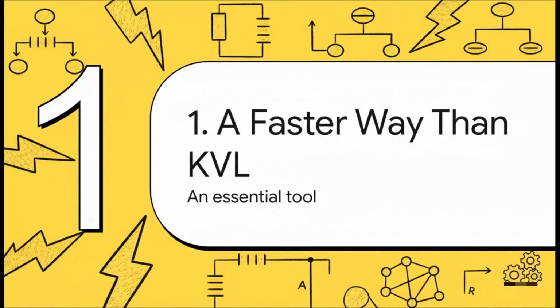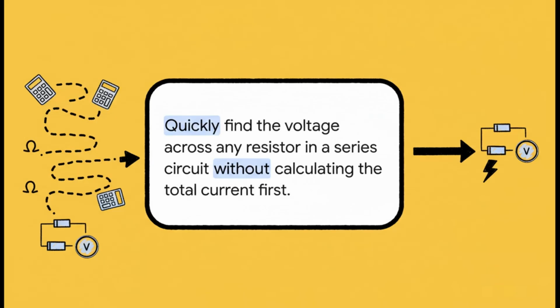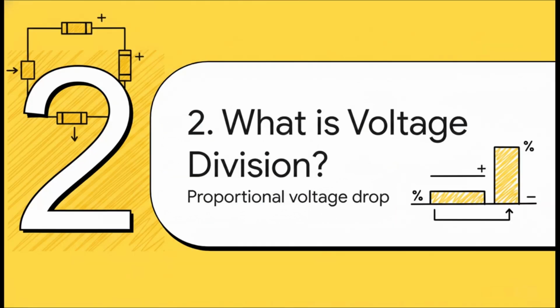Why is this rule so essential? Well, at the end of the day, it's all about making your circuit analysis quicker and more efficient. The whole point of the voltage division rule is to let you bypass those extra steps. Instead of having to solve for the entire circuit's current just to figure out the voltage drop on one little resistor, VDR lets you calculate it directly. It's just a clean, elegant shortcut. So what's actually going on in the circuit that lets us take this shortcut? Well, it all boils down to a really fundamental principle of how series circuits behave.